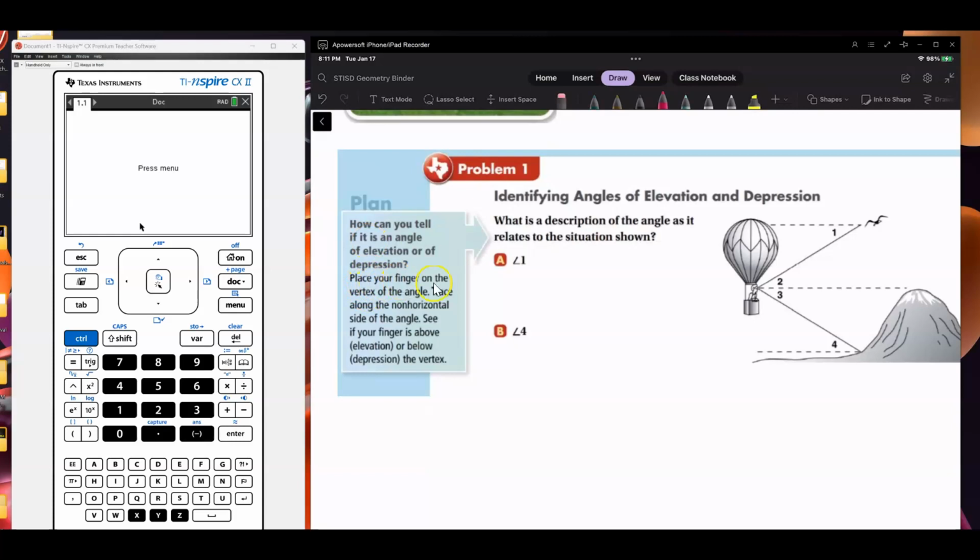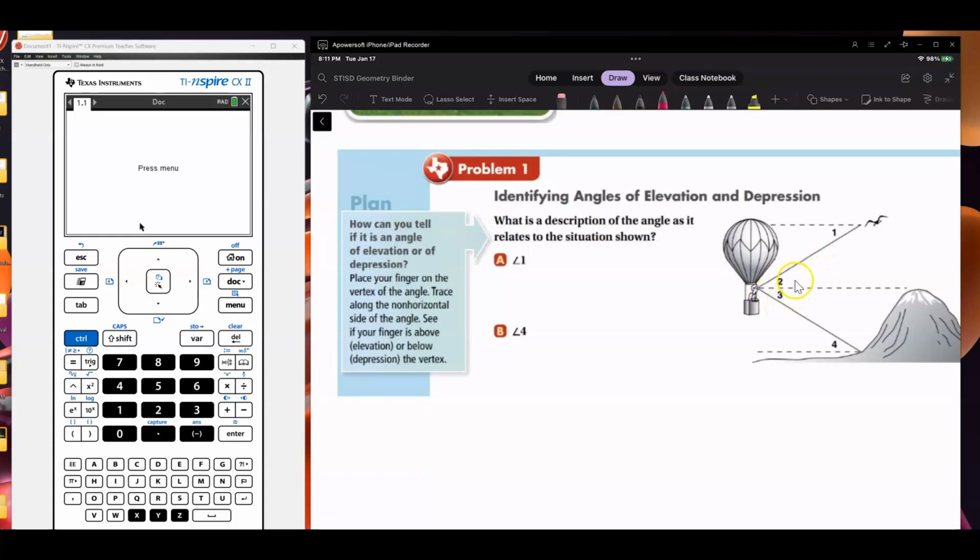Place your finger on the vertex. Trace along the non-horizontal line, which is this one here, side of the angle. See if your finger is above. So is it above? Yes. So it's going to be elevation. If it's below, then it's angle of depression.